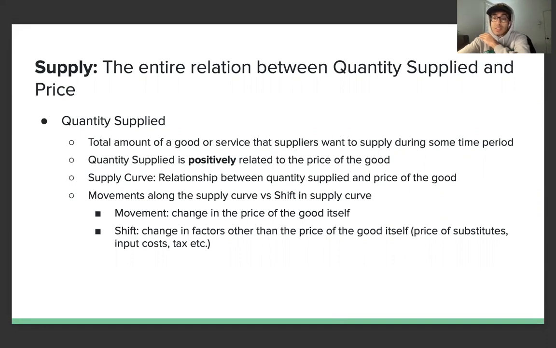because think of it this way. So if you're a producer and the price of a good increases, you would want to sell more of it because you want to earn more. That's why there's a positive relation between quantity supplied and price of the good.